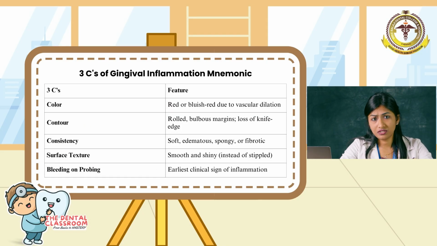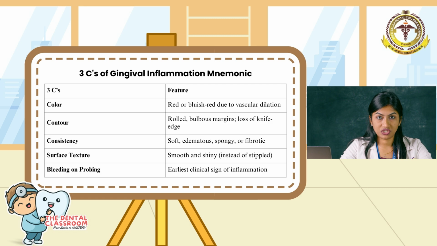The consistency is going to change from the firm fibrotic consistency to a soft, edematous or spongy consistency. This is because of the accumulation of fluid or edema formation, which takes place in the inflammation pathways. So that is going to change the consistency of the gingiva, which is soft, edematous, spongy in consistency.